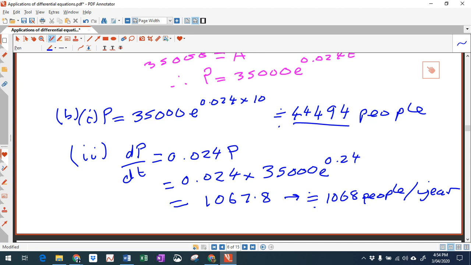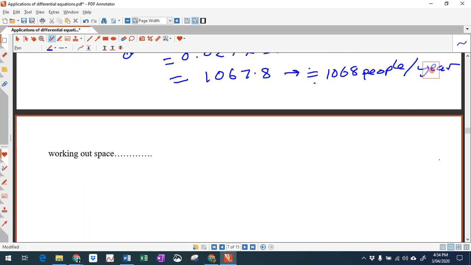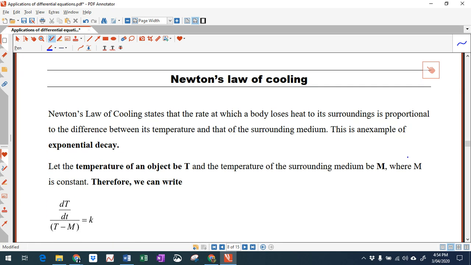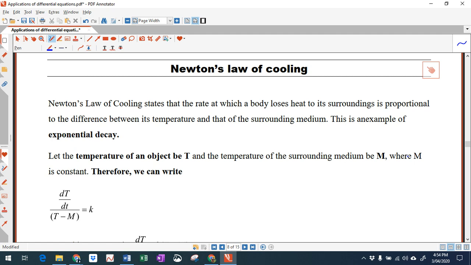All right, now, we've done that example. Let's have a look at something called Newton's law of cooling. So, Newton's law of cooling, here it is. So Newton's law of cooling states that the rate at which a body loses heat to its surroundings is proportional to the difference between its temperature and that of the surrounding medium. This is an example of exponential decay.